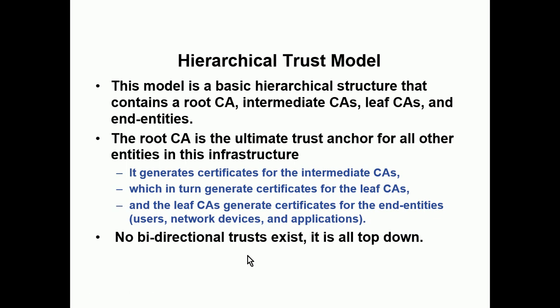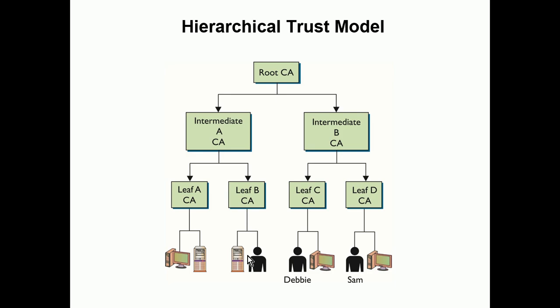A hierarchical trust model is a basic hierarchical structure. You have a root CA, then intermediate CAs, leaf CAs, and then end entities. The root CA is the ultimate trust anchor for all the other entities in the infrastructure. It generates the certificates for all the intermediate CAs, which in turn generate certificates for the leaf CAs, and the leaf CAs generate certificates for the end entities: the users, network devices, and applications. So no bidirectional trust exists. It's all from the top down. In other words, it all comes from that root CA and permeates down through the entire hierarchical structure. There's no peer-to-peer, no lines that go back and forth left to right. They all go from top to bottom.